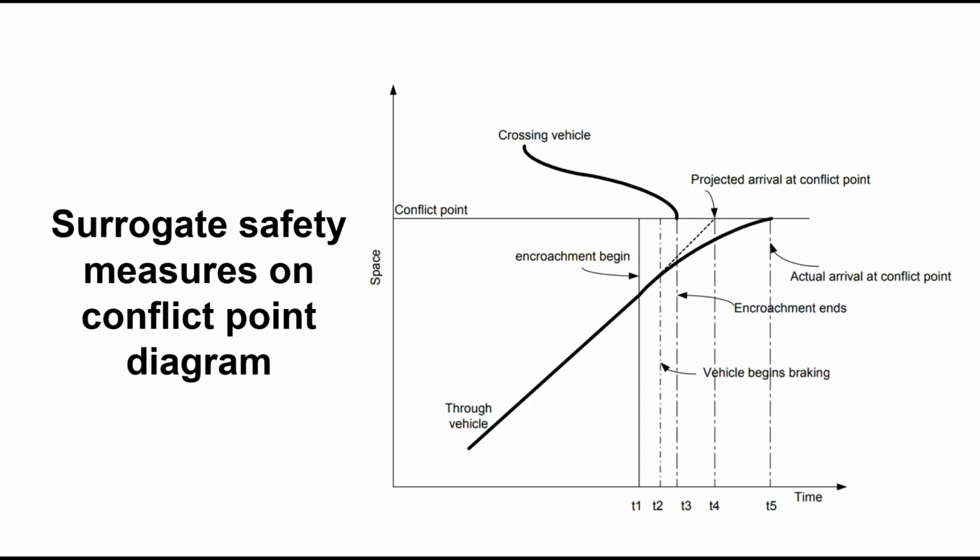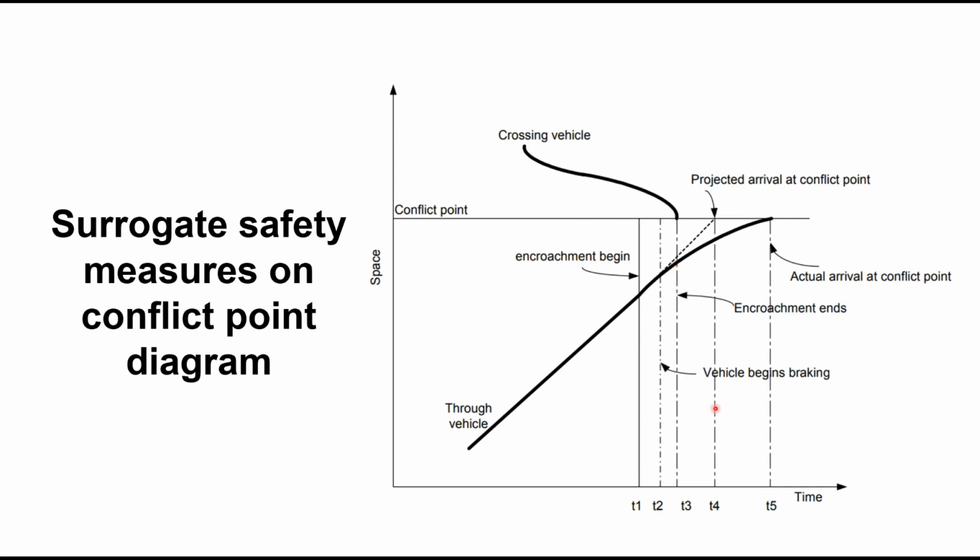Now, surrogate safety measure on the conflict point diagram. This is the conflict point diagram at an intersection where you have a through vehicle and a crossing vehicle. Here also, time T1 is when the crossing vehicle enters the encroachment area. At time T2, this vehicle realizes that a collision might occur and therefore it begins braking to avoid collision. At time T3, the corner of the rear bumper, that is either the right or left rear corner, depending upon the travel direction of the crossing vehicle, leaves the encroachment area.